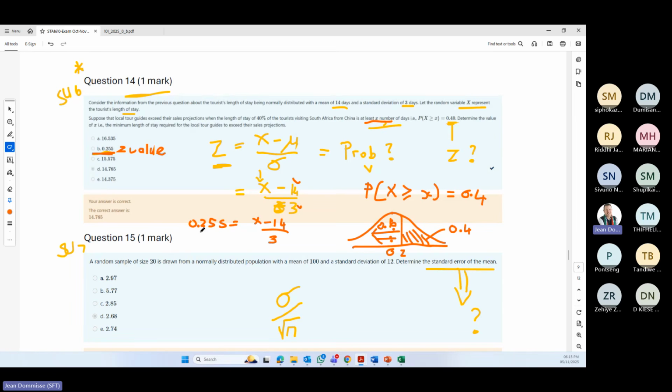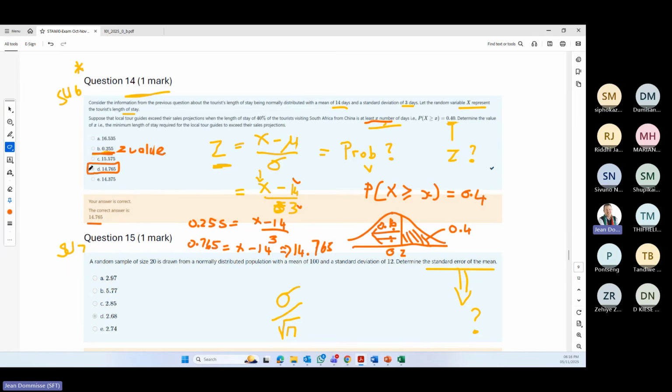So 3 times 0.255. 255 times 3 is 0.765. That is equal to x minus 14. So I'm going to take 14 to the other side. So then 0.765 plus 14 will give us the value that we're looking for, and that is 14.765. 14.765 is option D.